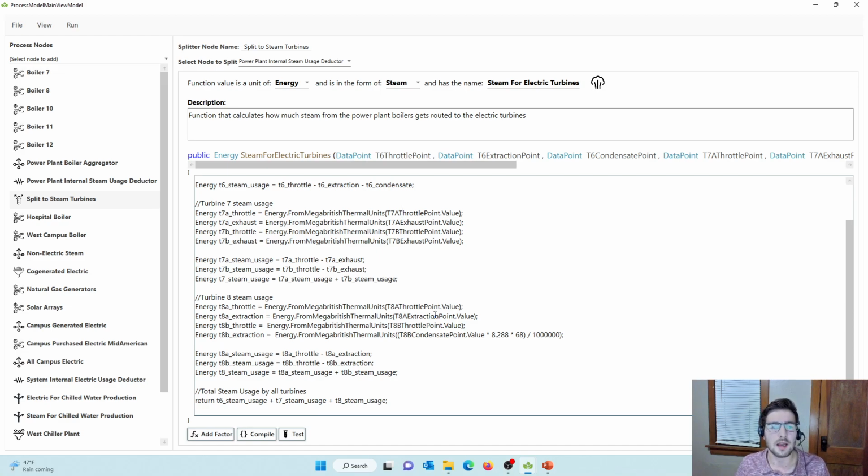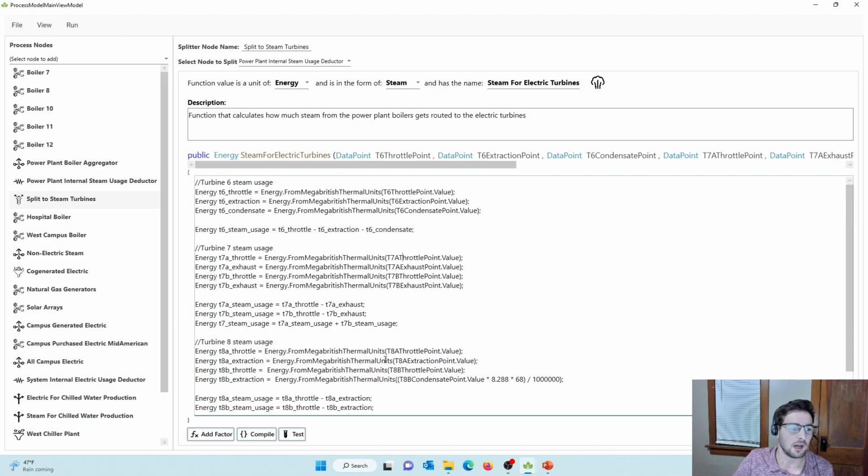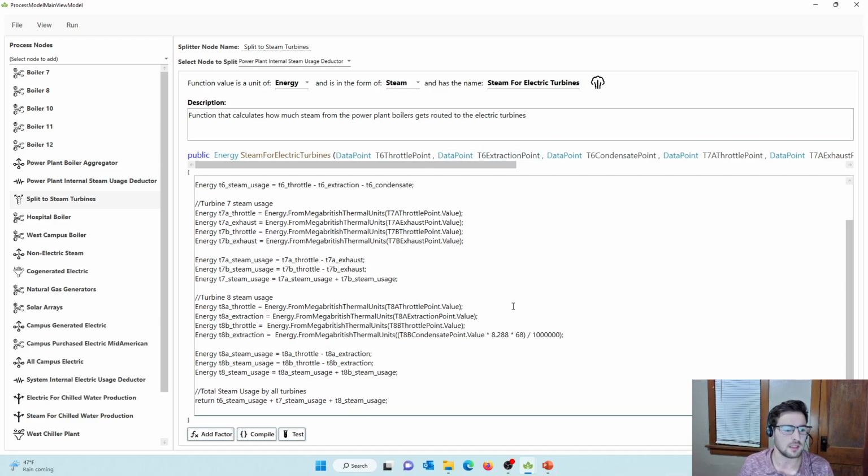So the idea is no matter how complex your data is, however complex the relationship between data streams are, you have the full power of the C# programming language to use to calculate what you need to calculate. And of course, this function is strongly typed. So, I mean, you have to return a unit of energy because that's what we're expecting at this point in the process. So, also strong typing is a huge plus here to help you build your models correctly.